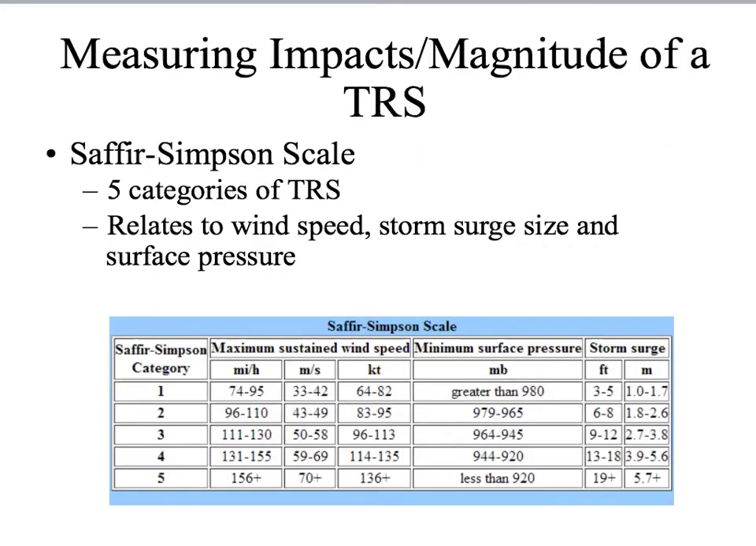Finally then, how do we measure the impacts or magnitude of tropical revolving storms? Well, we use something called the Saffir-Simpson scale. This categorises tropical storms into 5 different categories, and related to its wind speed, the size of the storm surge and the surface pressure. And we can see down here that we have our 5 categories. Category 5 being the most severe, wind speeds of 156 miles per hour or greater, surface pressure less than 920 millibars, and a storm surge of over 5.7 metres. Category 1 being the least severe.